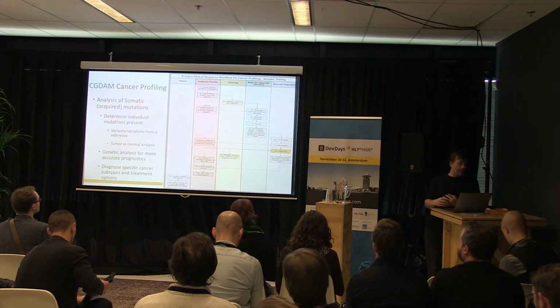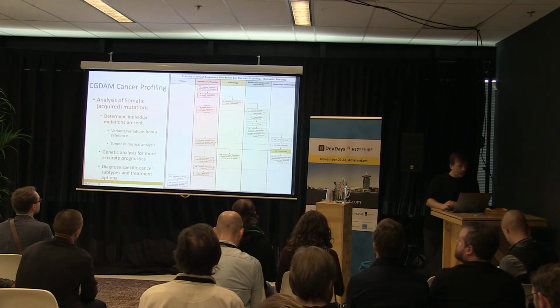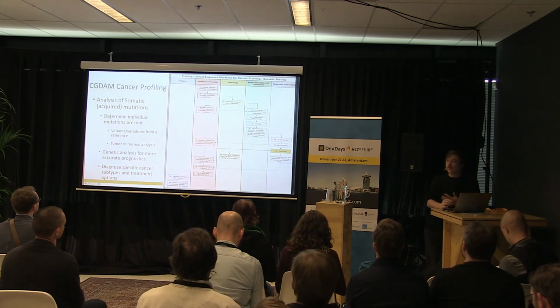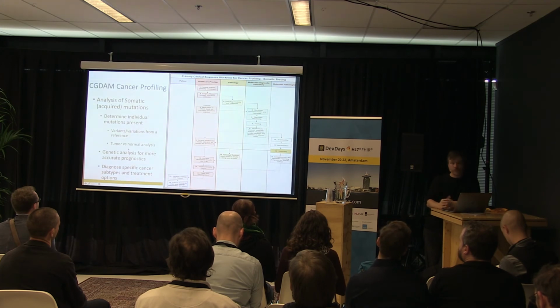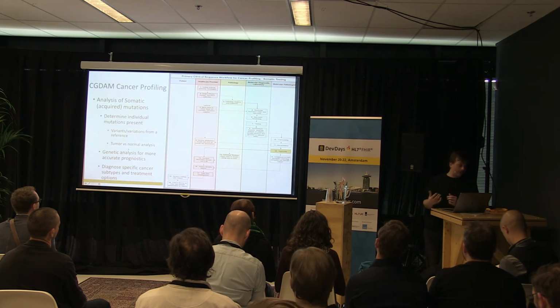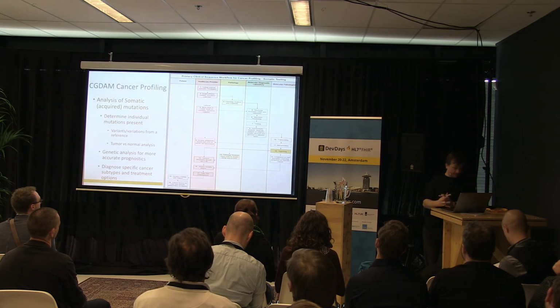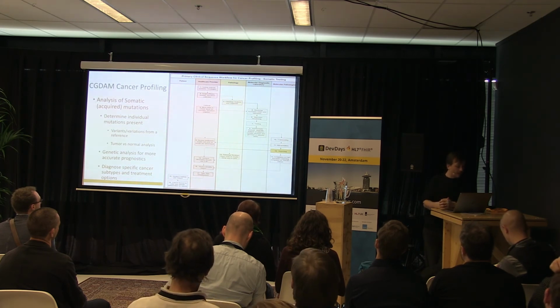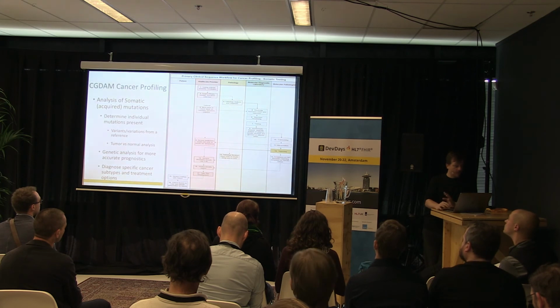It was the analysis of somatic acquired mutation, the cancer profiling goal. Determine individual mutation present, yes, no, which we are doing with the variant profile, tumor versus normal analysis. Yeah, so you can have a specimen which is the tumor or just blood from the patient if you're talking about rare diseases. It's not everything about oncology. I'm heavily biased, I'm sorry. Genetic analysis for more accurate prognostics, and diagnose specific cancer subtypes and treatment options. Yeah, that's it for the DAM.